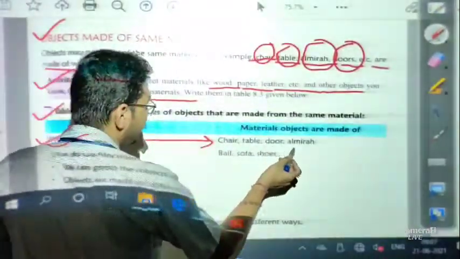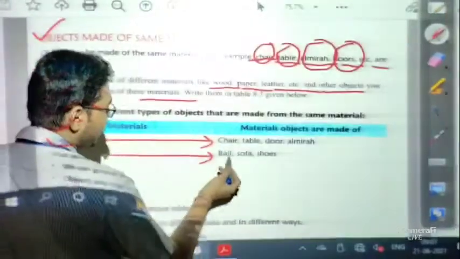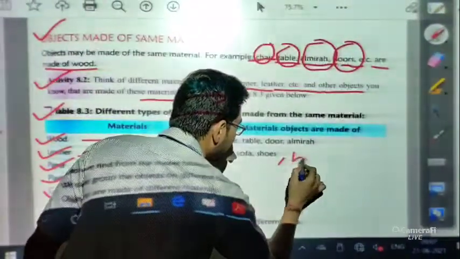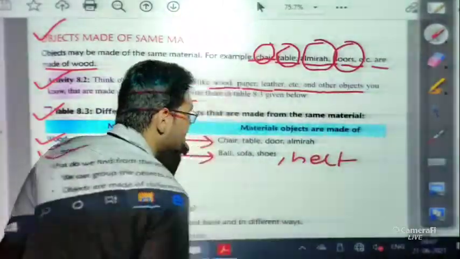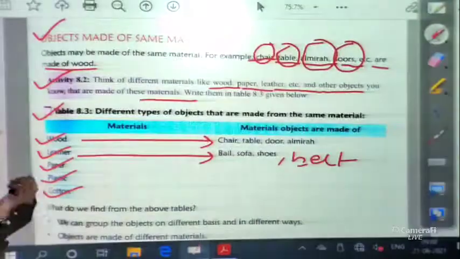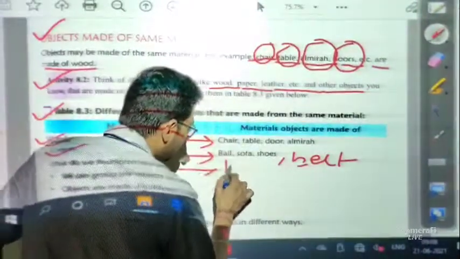From wood we can easily make chair, table, door, almirah. So these are the examples. From leather we can easily make ball, sofa, shoes. You can write here as belt. Leather belts are there, so belt we can also make. Paper. So from paper what can we make? Paper boat we can make.